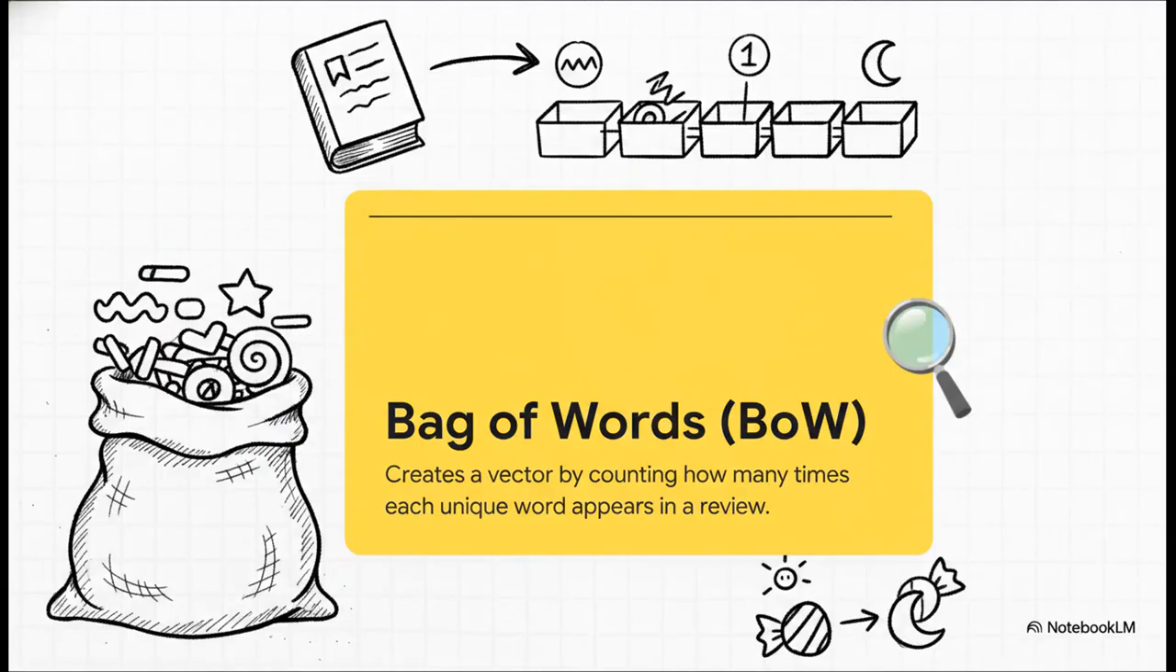The first technique we can use is the simplest. It's called bag of words. Imagine you have a giant dictionary with every single unique word from all the reviews. Then, for each review, you just make a vector by counting how many times each word from that dictionary shows up. It's simple, it's fast, but it's also kind of dumb. It treats the word great and the word taffy as two totally separate, unrelated things.